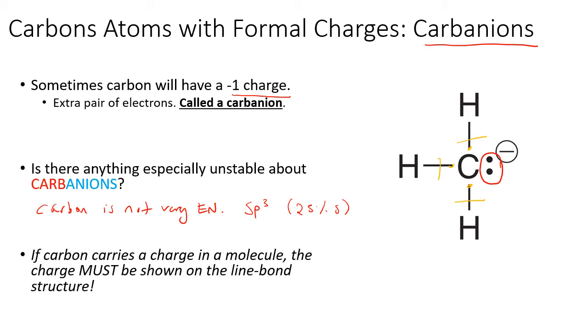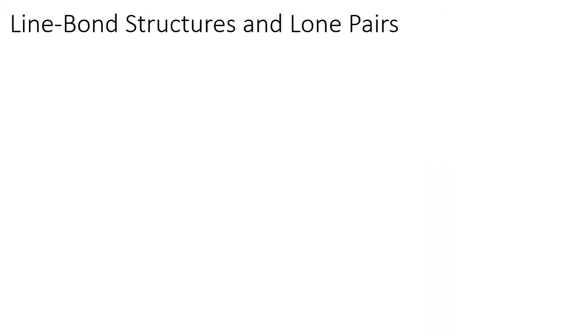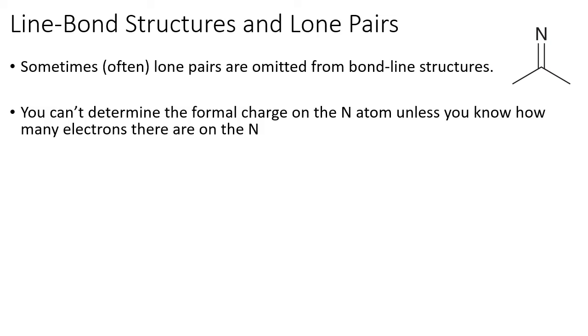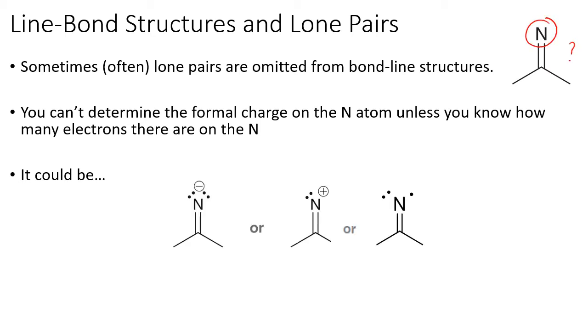At the end of the day, if you have a carbon that does have a formal charge, you must show that formal charge on the carbanion or the carbocation. As I said previously, when you look at line bond structures, the lone pairs are usually omitted. They're not shown. So when we look at a structure like that, on the nitrogen, it's not showing any formal charge, and we know that lone pairs are not usually shown. So if you don't include the formal charge, how do we know exactly how many electrons there are on that nitrogen atom in a structure like this? It's just a question mark for now. It could be any one of these 3 structures that we see below.